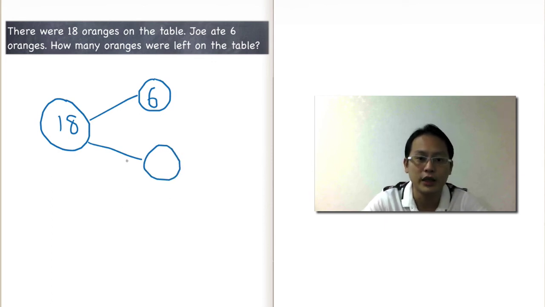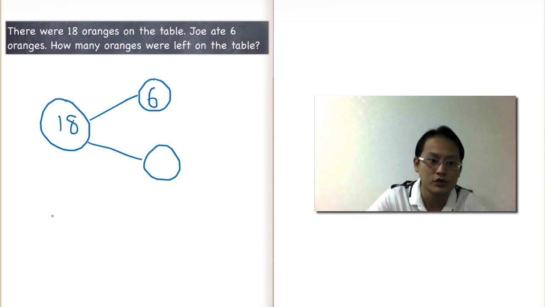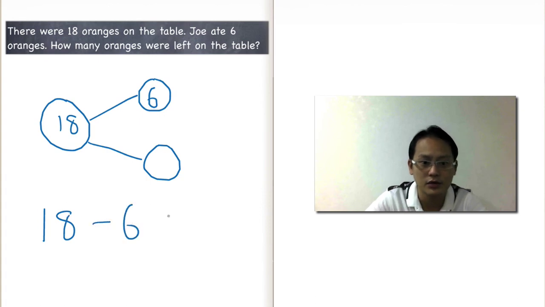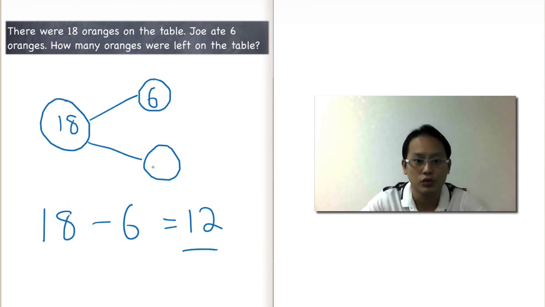In order to find the other part, using the number bonds concept, the part whole, take the whole minus one of the parts. So we have 18 minus 6, which will give you 12. And the answer is 12. So we have the whole, we have one part. In order to find the other part, we need to take the whole minus the part. Let's try another example.